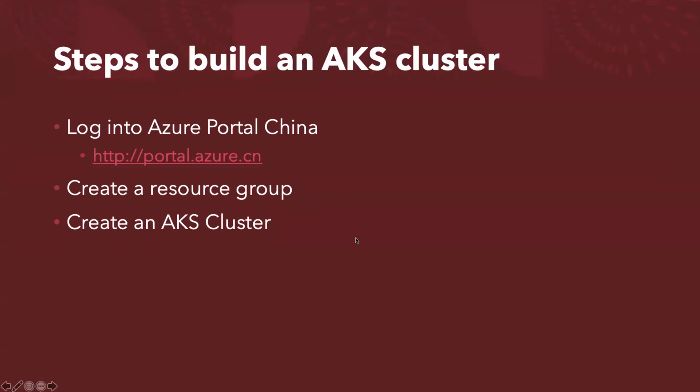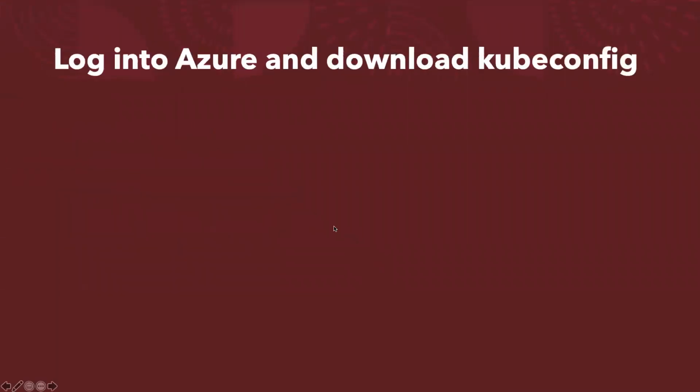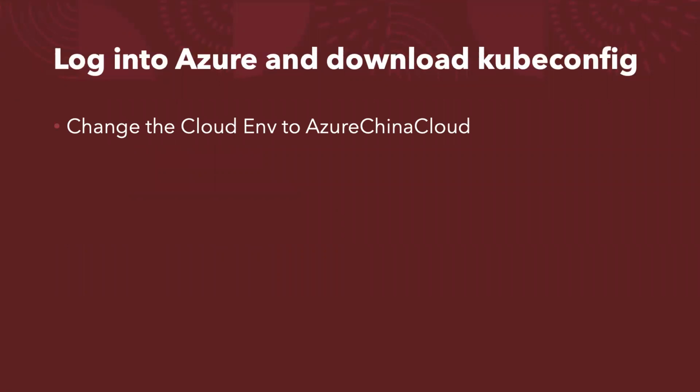So I already created the AKS cluster. For the next step, I will show you how to log into Azure and download the kube configuration files. First of all, from the command line, I will log into VS Code. For those of you who are not aware, VS Code, Visual Studio Code, is very popular. I use it quite often as my terminal.